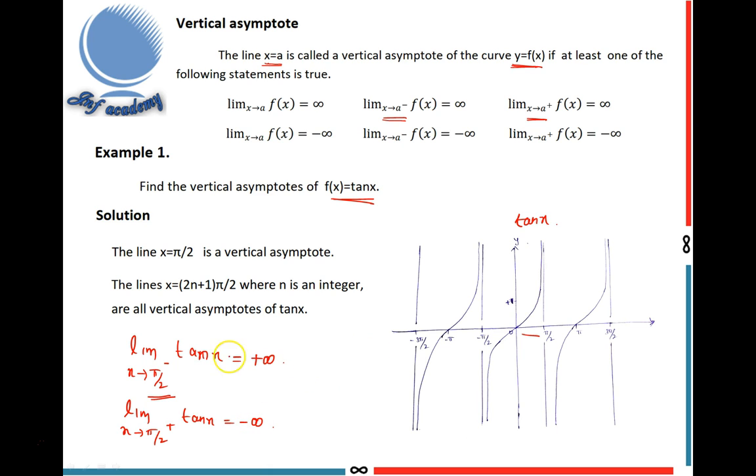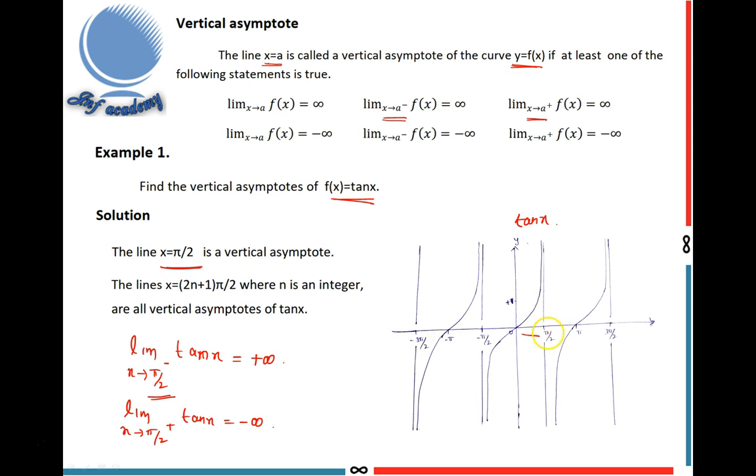Here the tan x curve satisfies these two conditions: limit x tends to pi by 2 minus of f of x equal to plus infinity, and limit x tends to pi by 2 plus of f of x equal to minus infinity. This shows that the line x equal to pi by 2 is a vertical asymptote.